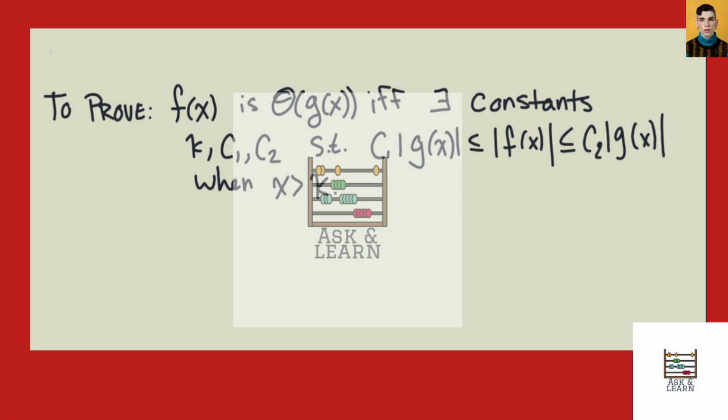Okay, so we'll start with going from the first part to the second. So what that means is we're going to assume that f of x is big theta of g of x and show that there are constants k, c1, and c2 such that this inequality holds. Right, so here we assume that f of x is big theta of g of x.